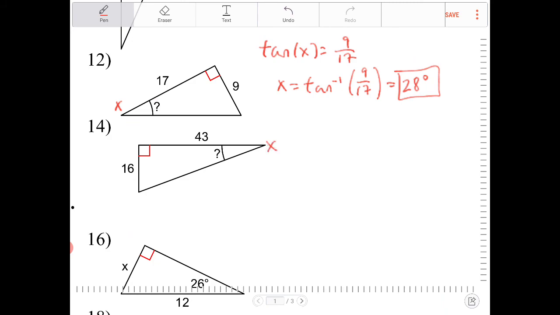Again, tangent of x is equal to 16/43. So x is equivalent to arctan of 16/43.